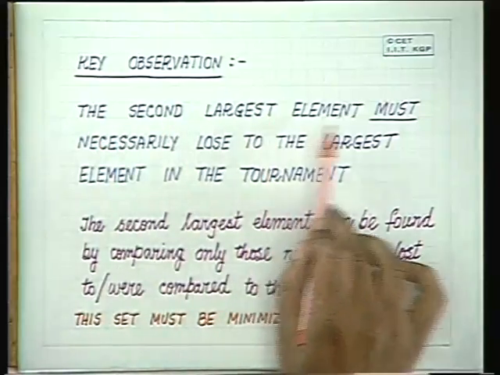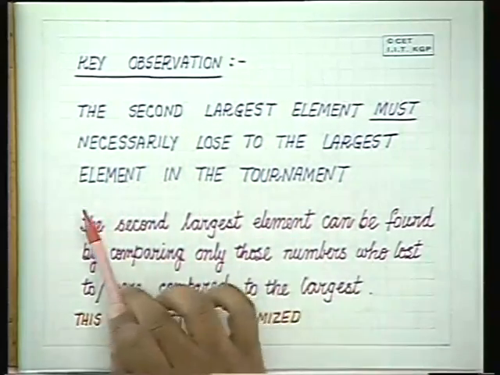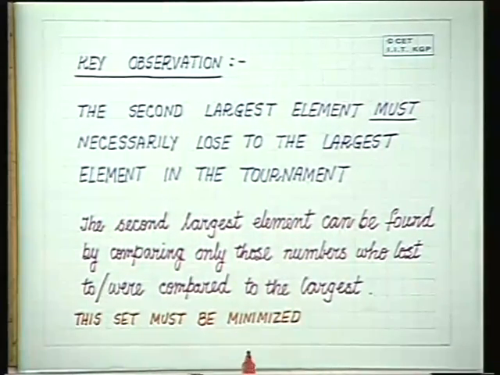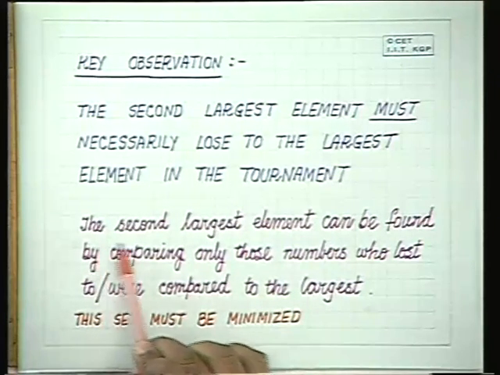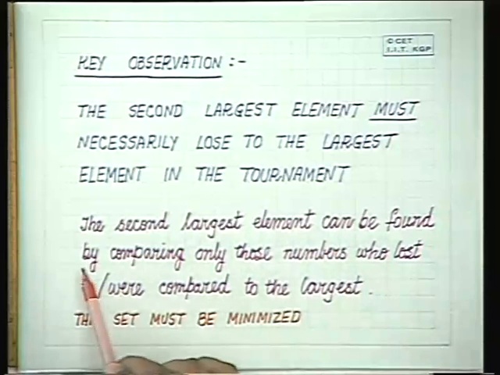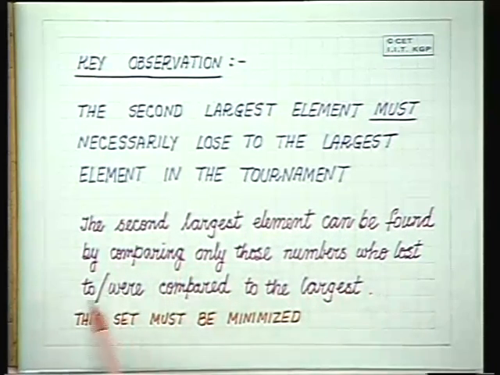So, we come to the key observation here. The second largest element must necessarily lose to the largest element in the tournament. Point number 1. And now we come to the question of optimizing. The second largest element can be found by comparing only those elements who lost to or were compared to the largest.